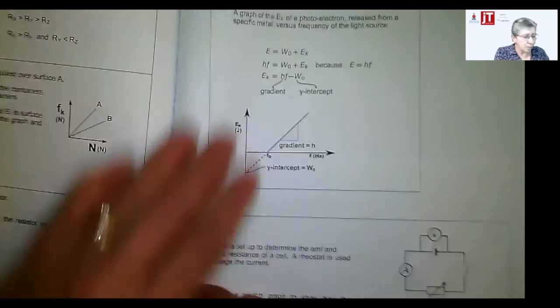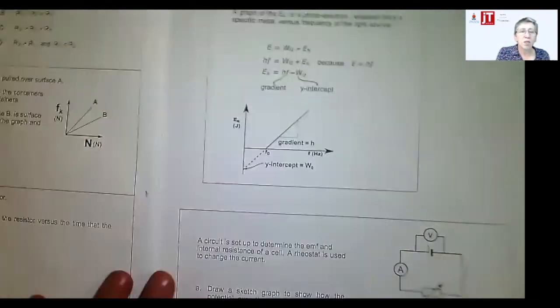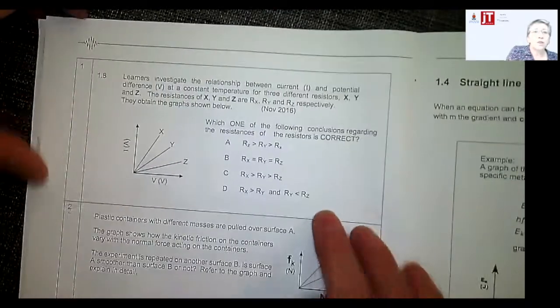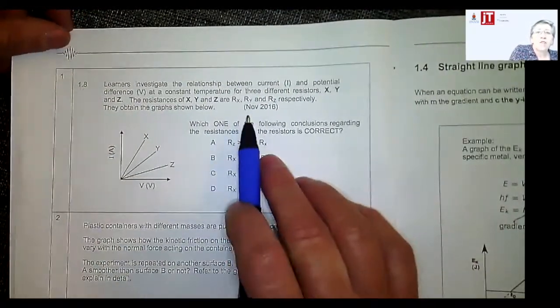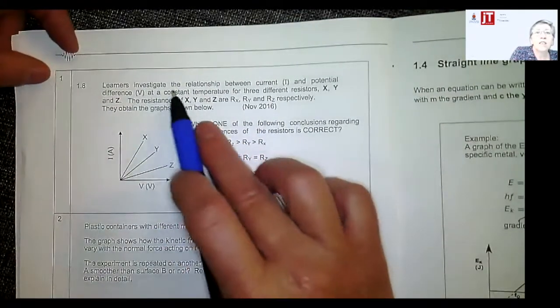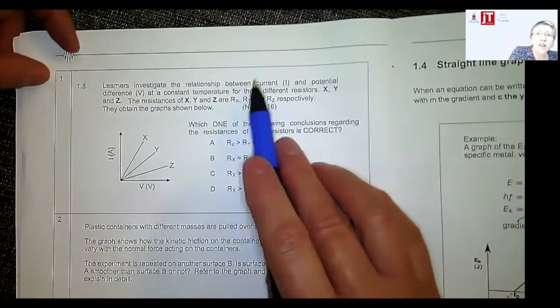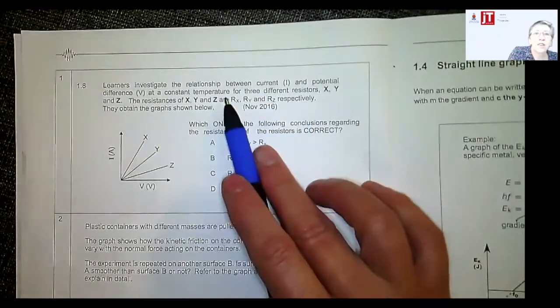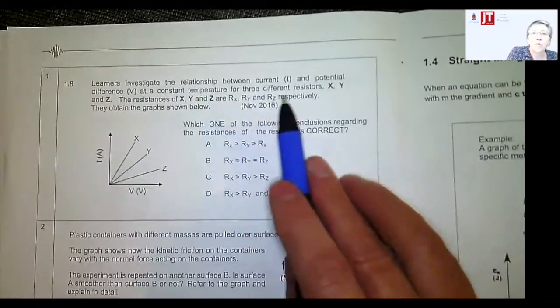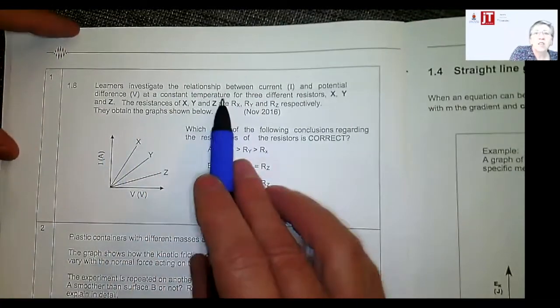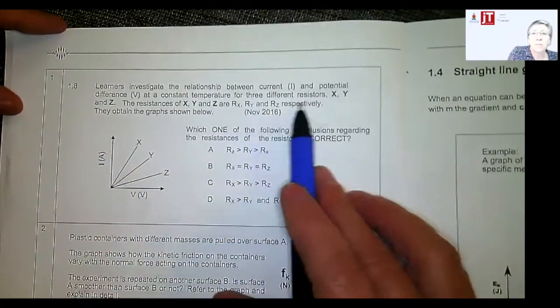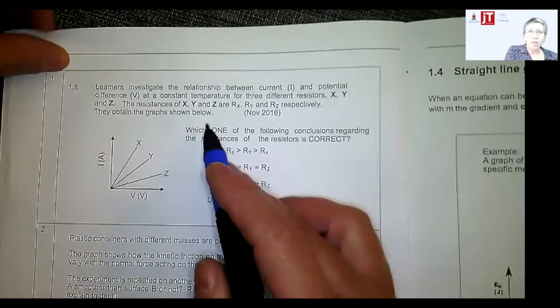Okay, moving on. Let's just do 3 quick examples where we are going to use that. Right. First one there was in the November 2016 paper. The learners investigate the relationship between current and potential difference at a constant temperature for three different resistors, X, Y, and Z. The resistances are Rx, Ry, and Rz respectively, and they obtain the graph shown below.